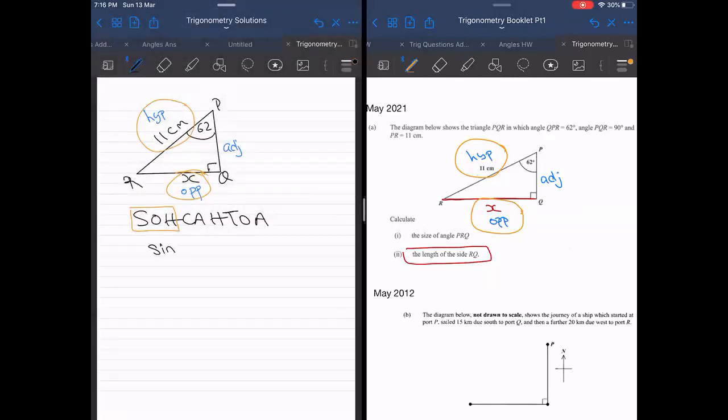Right? So we say that sine 62 is equal to RQ or X over 11. So sine 62 is equal to the opposite over the hypotenuse. So sine 62 is equal to RQ over 11. We use 62 because that's the angle. Remember I said it's always sine, cos, and tan of the angle, so whatever comes after is the angle. And you can't use the 90 degrees, so it has to be one of the other angles.